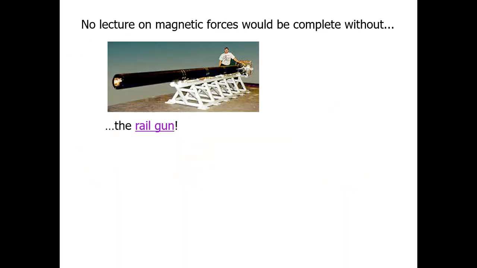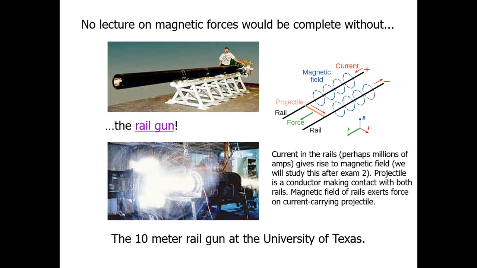Now, no lecture on magnetic force would be complete without the rail gun. See here, the rail gun. What is a rail gun? There are magnetic fields, the current, the projectile, the rails and the force. See here, this is our rail gun.